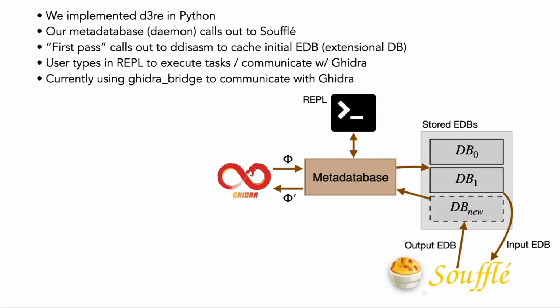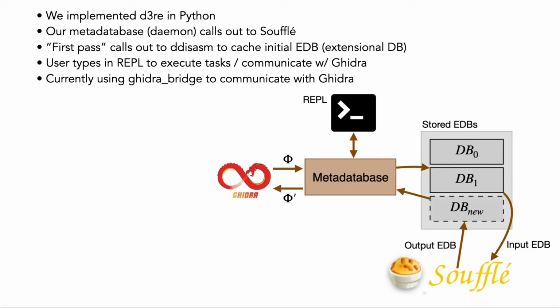this presentation. Whenever a user loads a binary into Ghidra, it gets processed by the metadatabase daemon. This metadatabase tracks and associates each datalog program and run along with the corresponding binary, and it associates that with a corresponding output database. You can think of the EDB as maintaining the fully materialized set of facts as dictated by the combination of the rules and the input database. To analyze a binary, a user types commands into a REPL, which then subsequently sends commands to the metadatabase daemon.